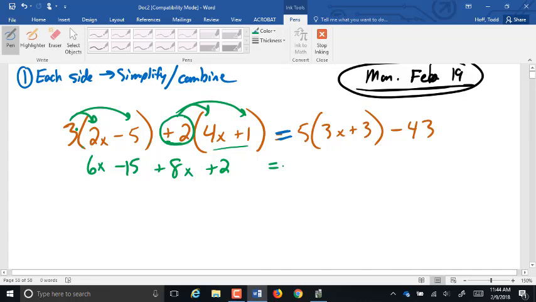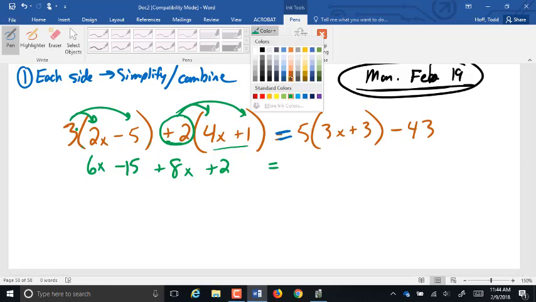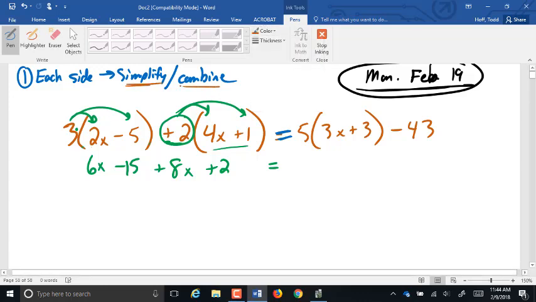Now, before we do anything on the right side, we are going to continue to combine and simplify on the left side. What do we have there that we can still combine? Yes, we have the 6x and the 8x make 14x, and we can combine negative 15 and positive 2 to make negative 13. So we have 14x minus 13 on the left side.